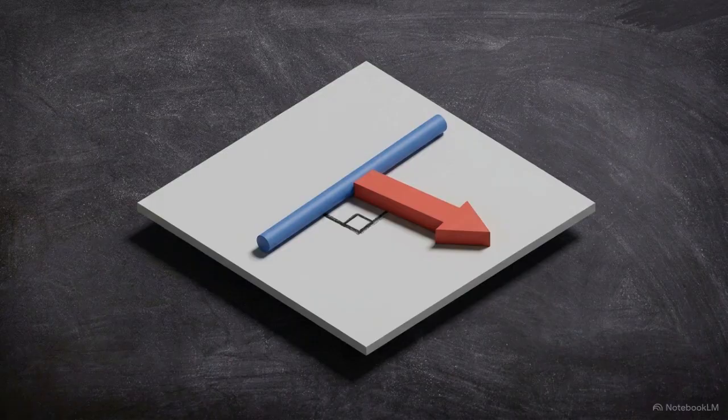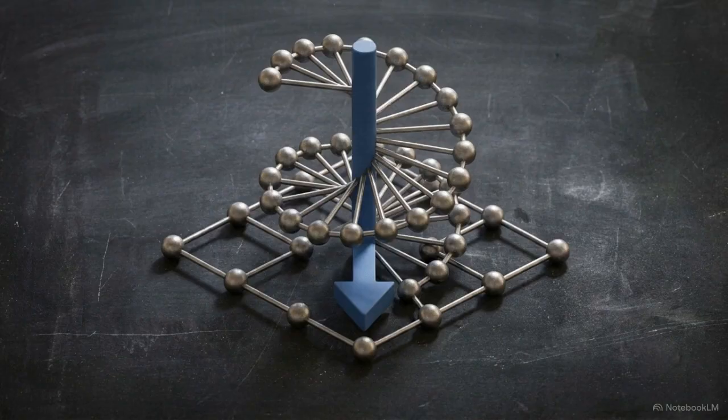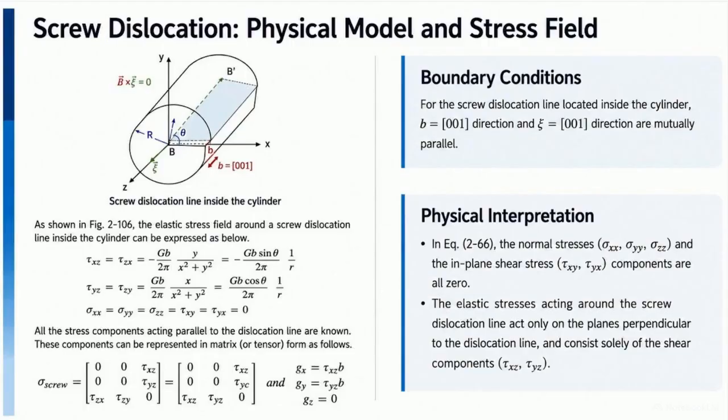This cross product ensures the resulting force acts exclusively perpendicular to the dislocation line, which dictates the geometric rules for how the defect moves. We can apply this general equation to a specific case, the purely screw dislocation. In a screw dislocation, the defining boundary condition is that the Burgers vector and the line direction are parallel, both aligned here along the z-axis.